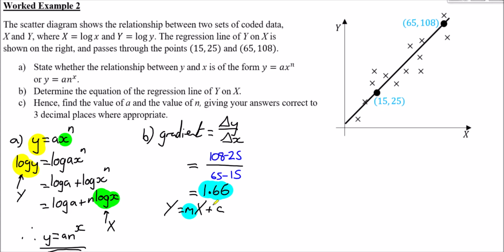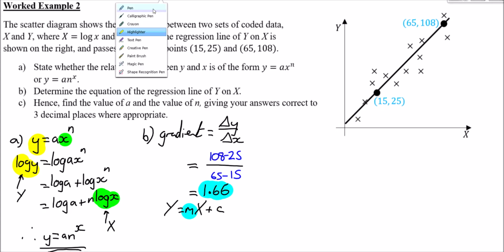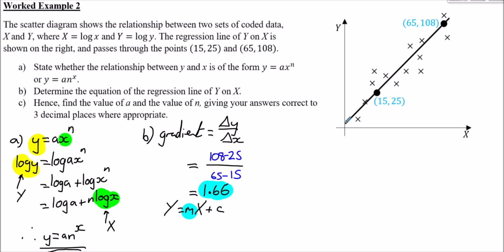Now to find out what the intercept is, this point here, what we can do is just substitute in a known point. So to find out what this value is here, the intercept, we can use either 15, 25 or 65, 108 and sub it into y equals mx plus c. So I'm going to choose 15 and 25 because these numbers are smaller, essentially. So let's sub big X is 15 when big Y is 25.